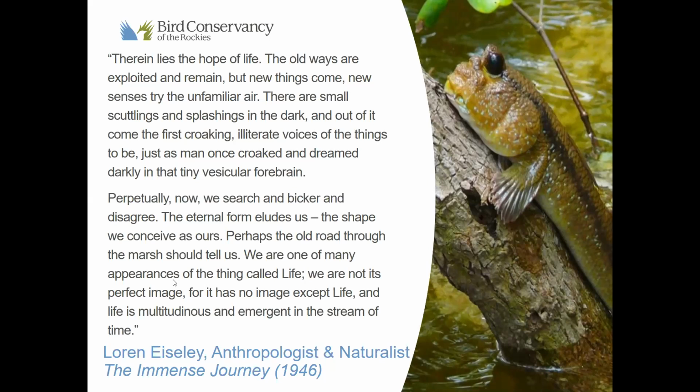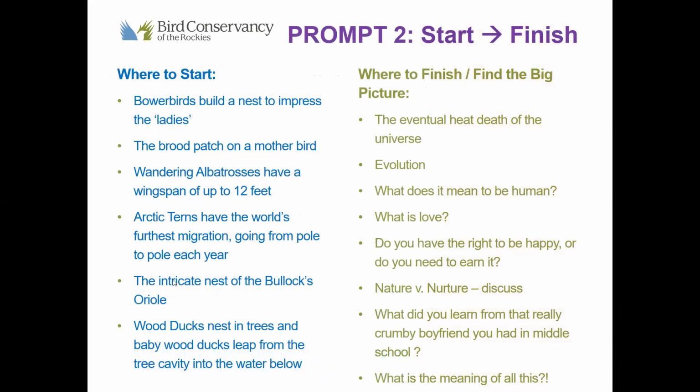So for our next prompt, we're going to be starting with a fact or something you find interesting about a bird, and then we'll choose where you want to go with that starting point and what big picture your writing is really about. I like to put my first image or starting point on one side of my paper, and then the big point I'm trying to make on the other side. And then in between, you can kind of create a roadmap, things you want to mention, images, ideas, the way that you connect the start to the finish.